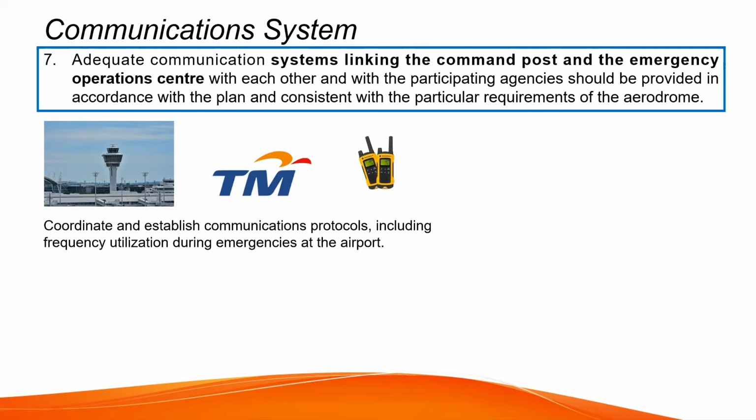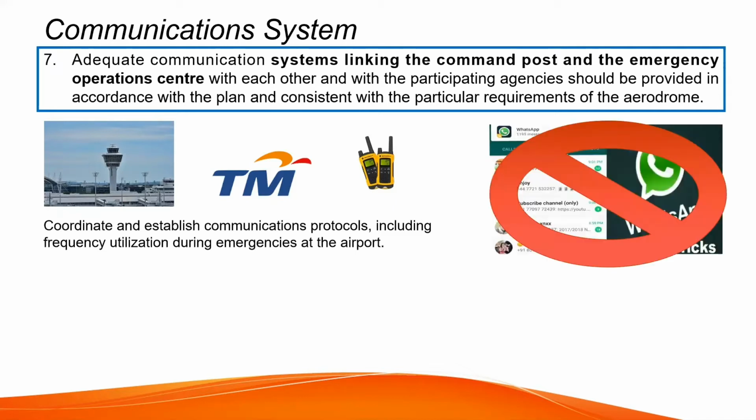And here's another example of an organization that will be involved, TM. They are responsible for coordinating and establishing communication protocols, including frequency utilization during emergencies at the airport. So it is important to have a direct link between these, to have a very distinct way of communicating, so that no information is jumbled up together and they can organize properly. So it would not be wise to have a single WhatsApp group like that. If, let's say, one piece of information is relayed and then in 10 seconds more than 10 pieces of information are sent, they would have to organize through all 10 again.